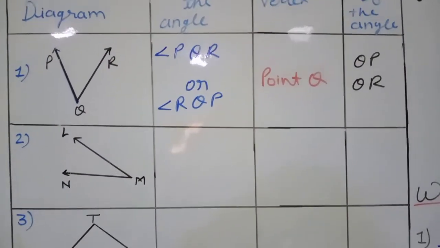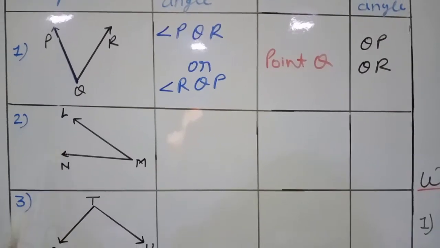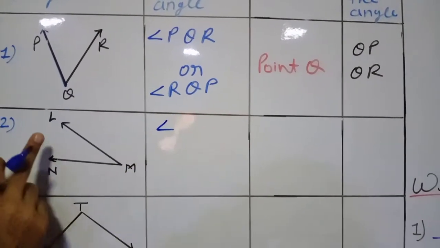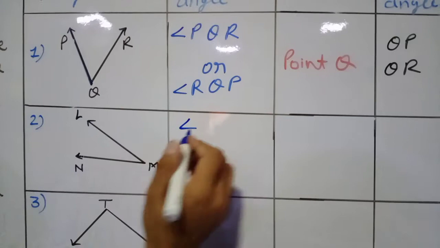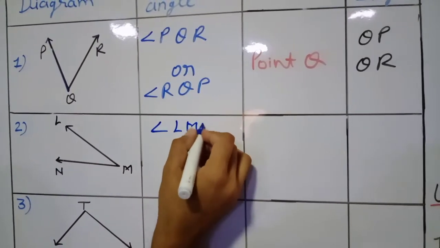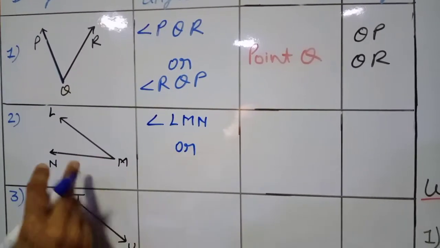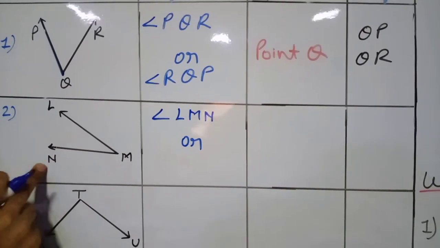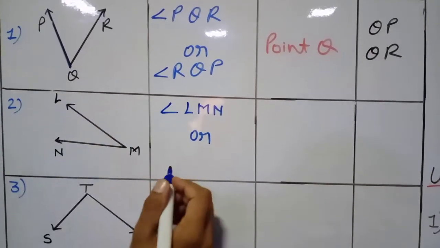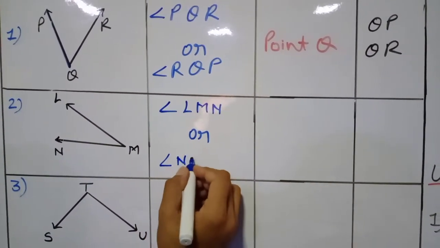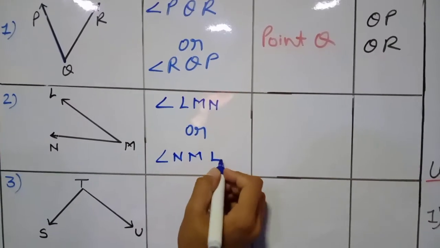Now come to the second one. Here we have the angle LMN, or NML anti-clockwise, angle NML.